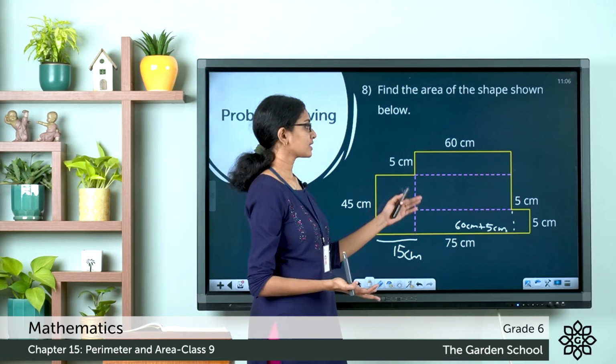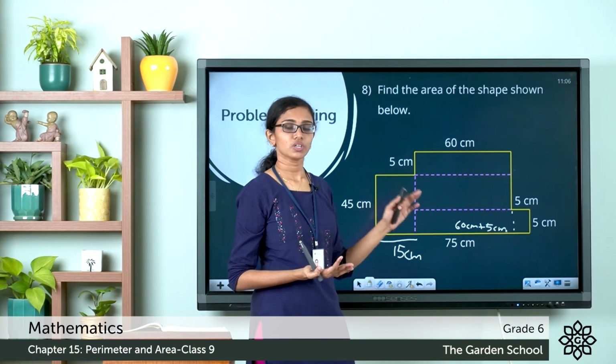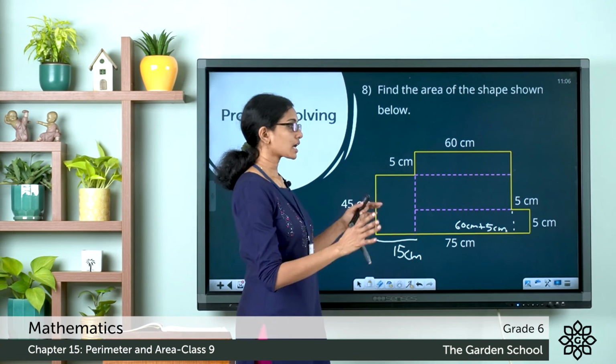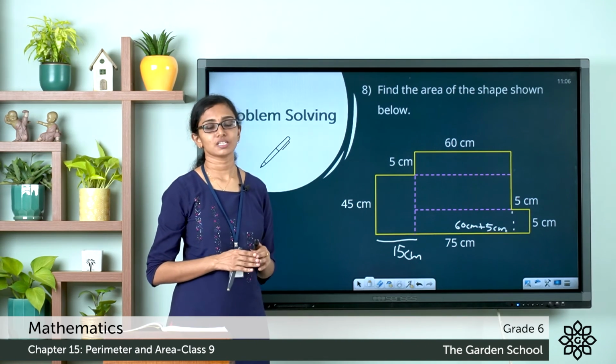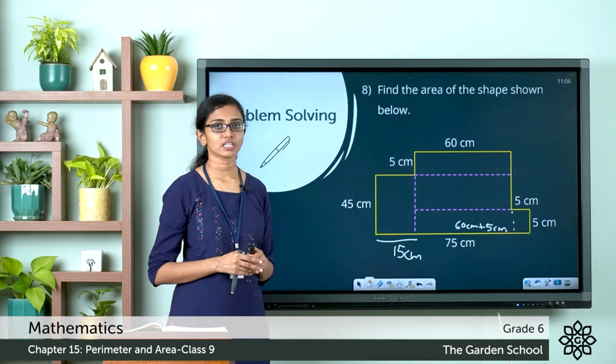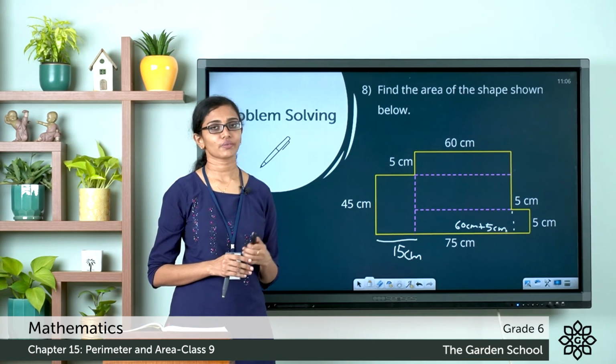Now similarly, find the dimensions of the other rectangles here. Find out the area of each of the rectangles here. Add up all the area and you'll get the total area enclosed by this shape. I hope the question is clear to you. You may draw this figure in your notebook and find out the solution to the question.